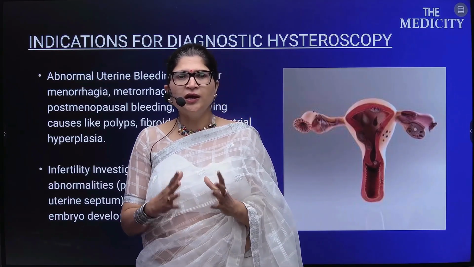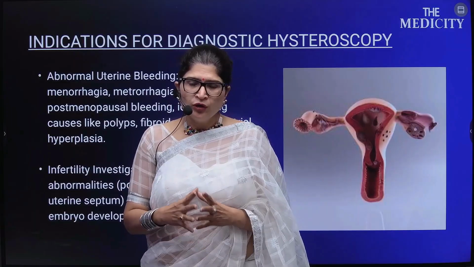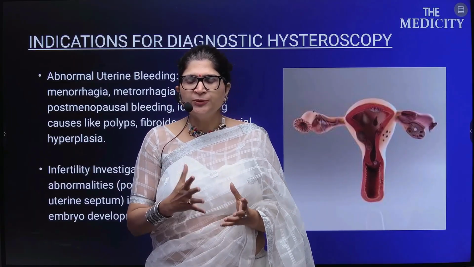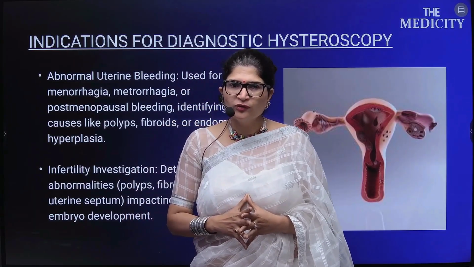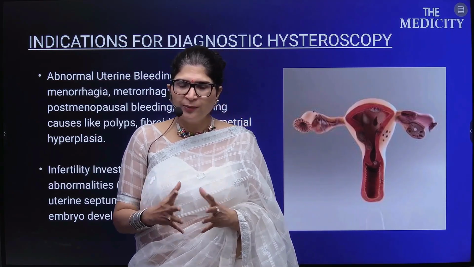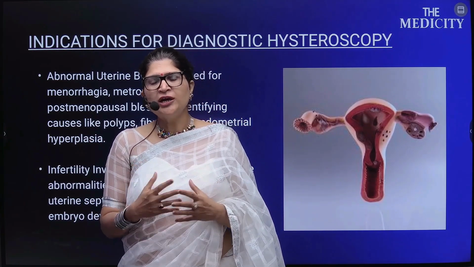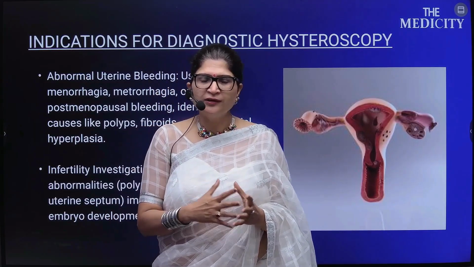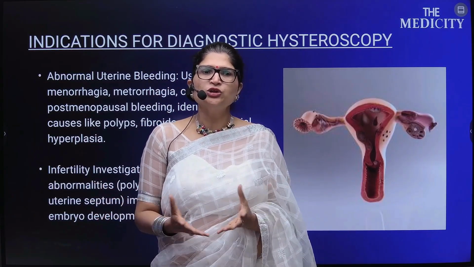So abnormal uterine bleeding, may it be menorrhagia, metrorrhagia, or postmenopausal bleeding: identifying causes like polyp, fibroids, or hyperplasia of the endometrium, which can cause bleeding in such a way that it is known as either menorrhagia or metrorrhagia.